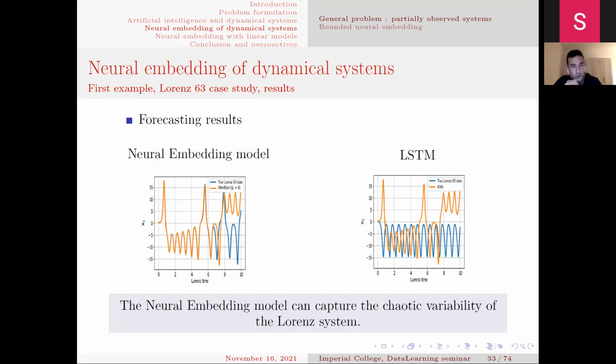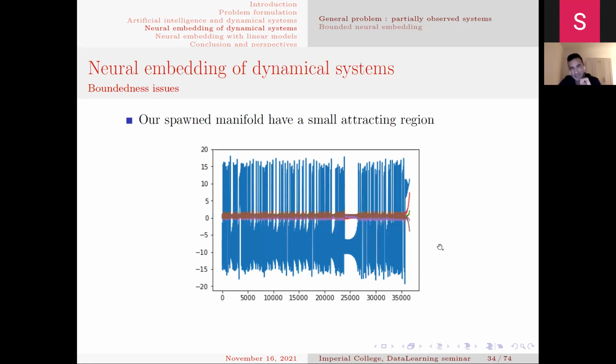And when compared to classical delay embedding state-of-the-art prediction techniques that use recurrent neural networks, we are the only one that are able to recover the chaotic variability of the Lorenz 63 model. The LSTM model, on the other hand, gets stuck on some kind of periodic loop. This is not good.